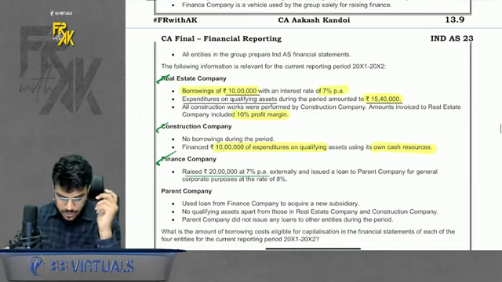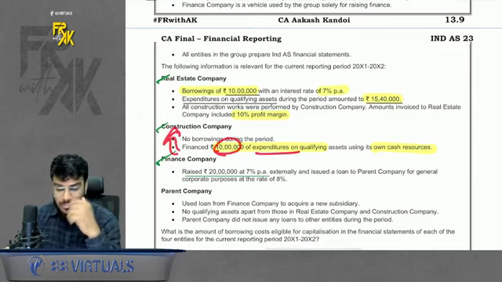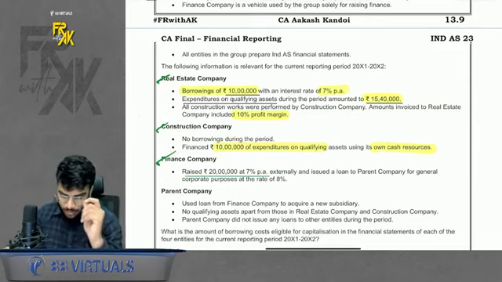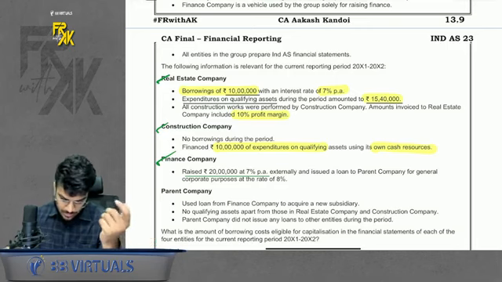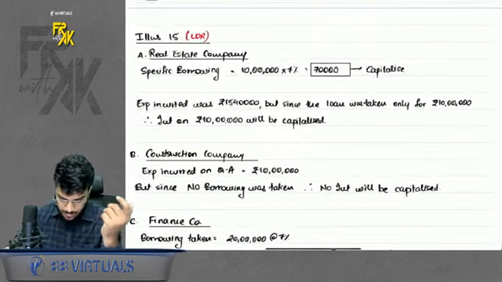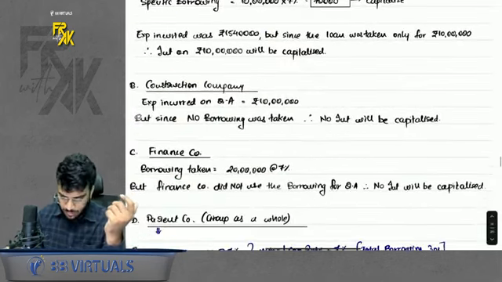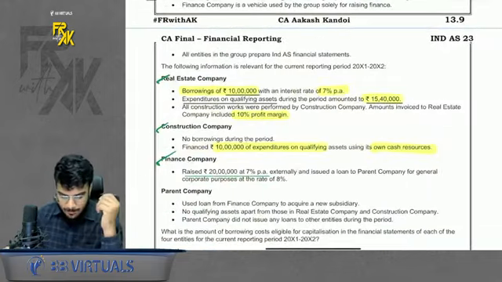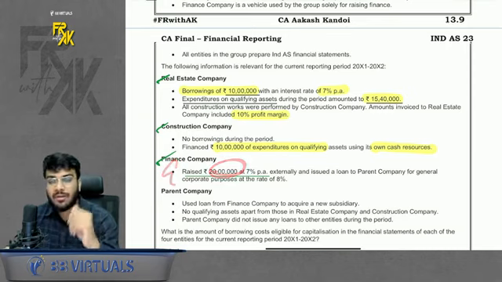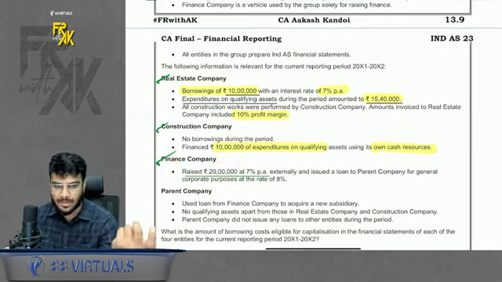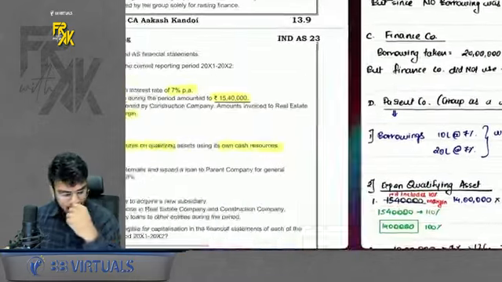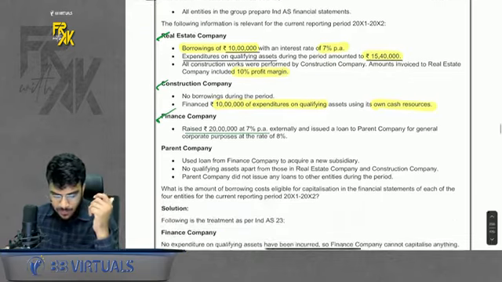Then construction company, they also incurred expenditure on qualifying asset, but the main part here is they did not raise any borrowings. So no borrowings, no borrowing cost, then no capitalization. So nothing to be done. Nil borrowing cost will be capitalized in construction company. Do remember. Finance company has a borrowing, but they don't have a qualifying asset on which they are incurring the expense. So if there is no qualifying asset, you will not capitalize the interest. So nil interest will be capitalized. Nothing will be capitalized.